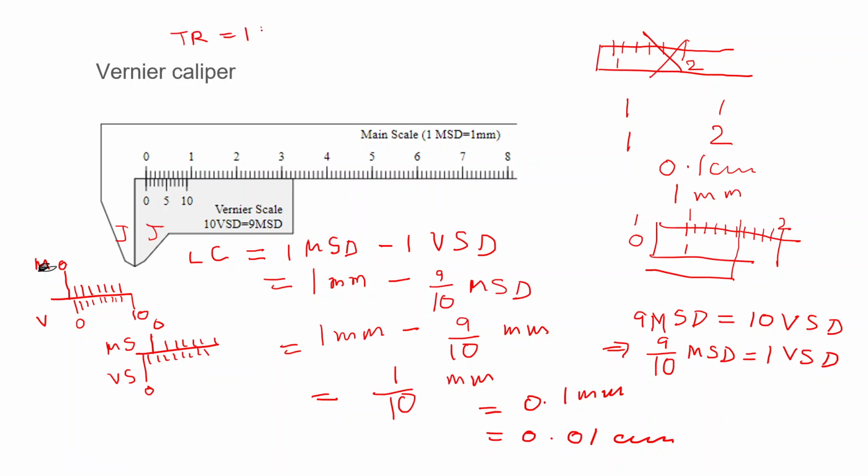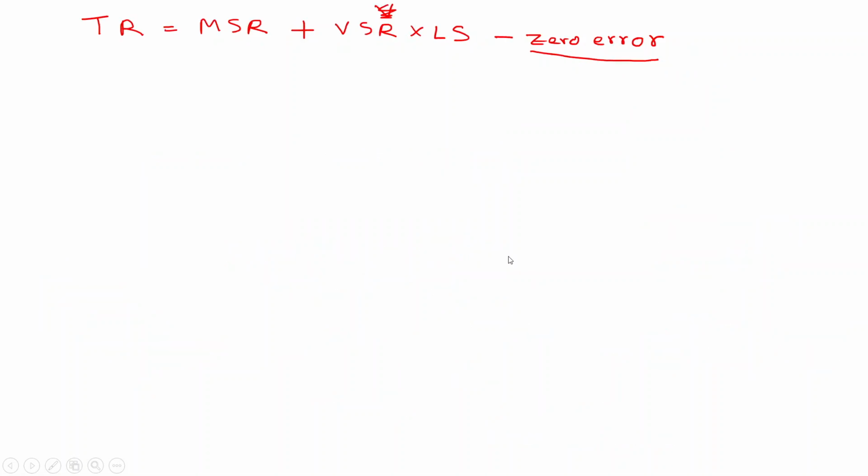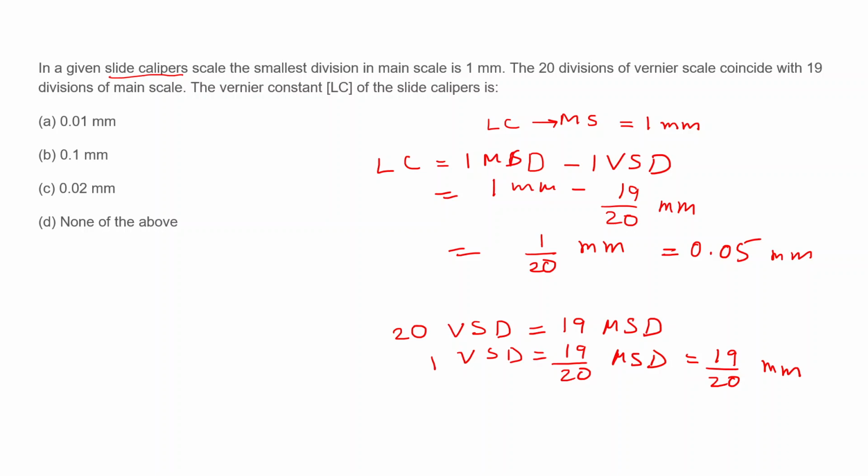When we take the total reading, it is one main scale reading plus the number of vernier scale divisions that we get times the least count, and then the zero error. This is how we take the reading. But for least count, it's one main scale division minus one vernier scale division. This is correct. I have just copied this from a previous assignment.